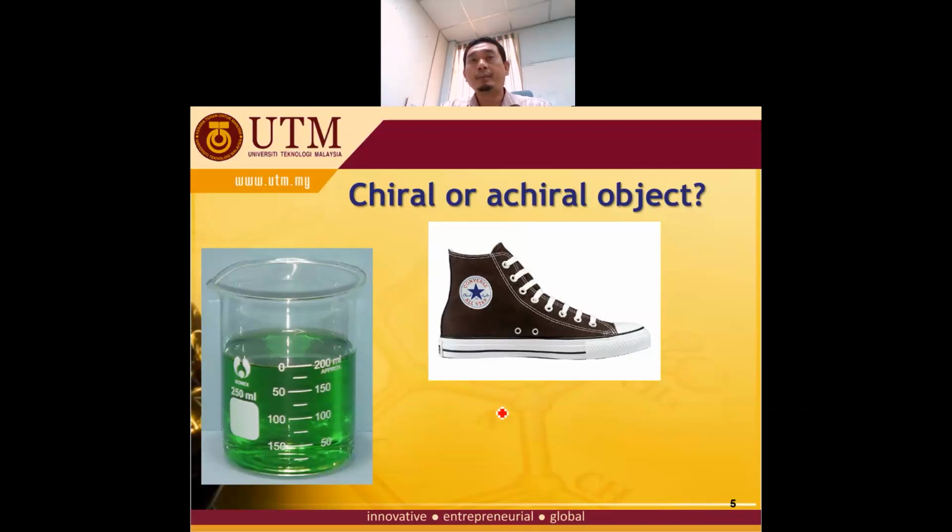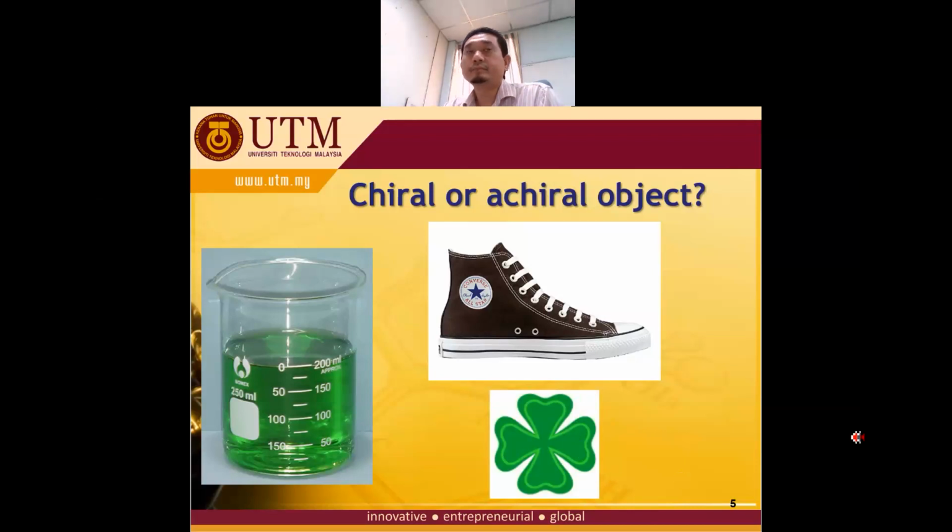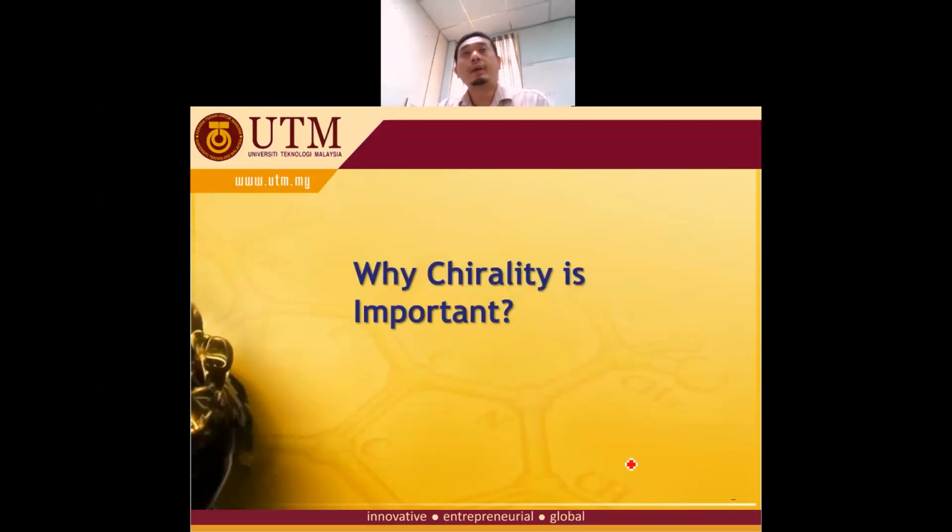How about this symbol? Achiral. Excellent. This is achiral. Why? Because the mirror image is 100% the same. It means we can superimpose the mirror image of this symbol. So we call it an achiral object. And why is chirality important? I give you one point.